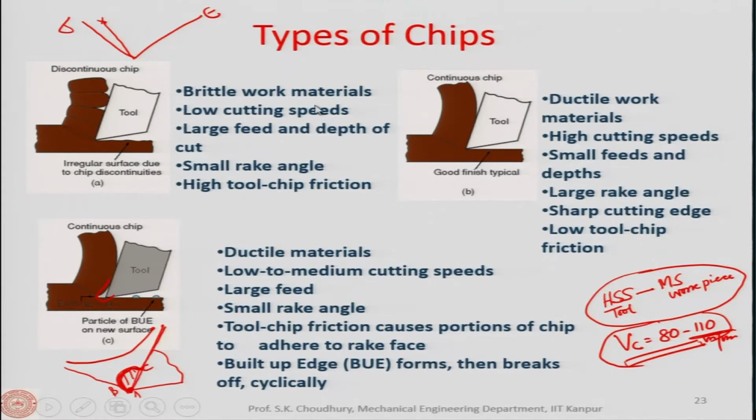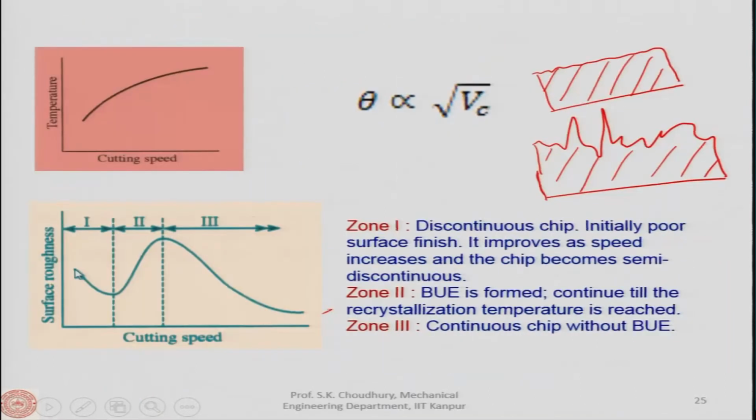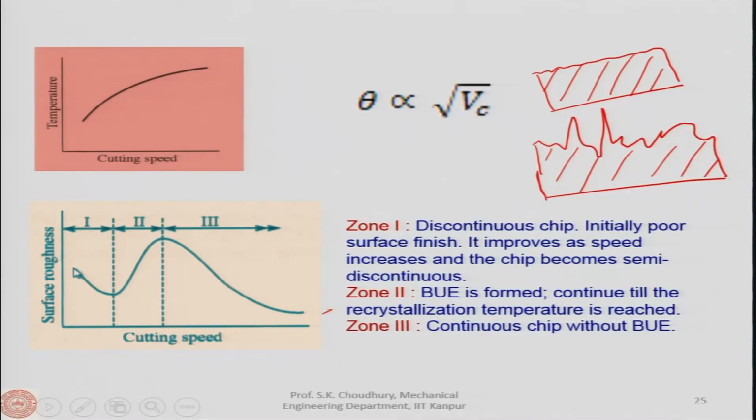So, with the low cutting speed, the discontinuous chips happen. Okay. Discontinuous chips means, I already told you, that there will be fluctuation in the forces and there will be feed marks remaining on the surface, spoiling the surface. So, the surface finish will be bad. So, therefore, the surface roughness is high.